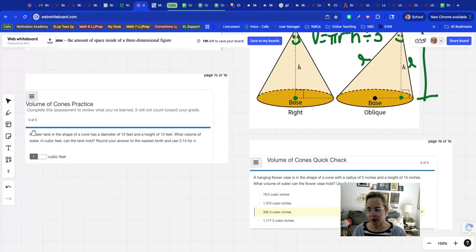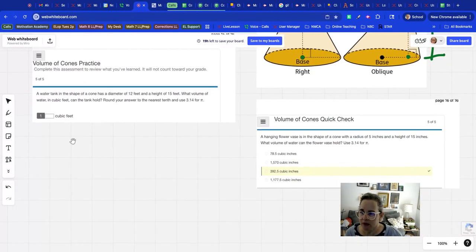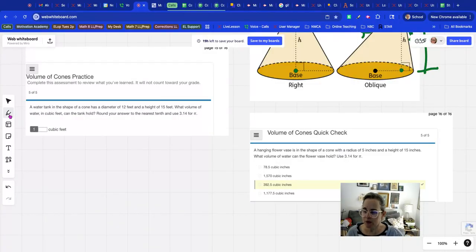This problem says we've got some kind of cone-shaped water tank, and we're going to make a liner for it. If you were working in a manufacturing or construction job, you might do this kind of math to figure out your exact materials cost, especially if you were bidding for a really big project. So a water tank in the shape of a cone has a diameter. Here's the water storage tank, and it's on the ground.